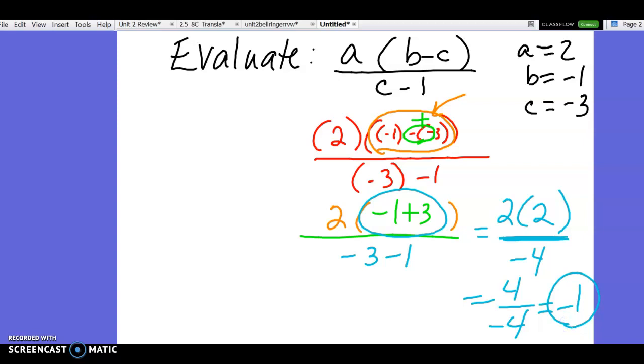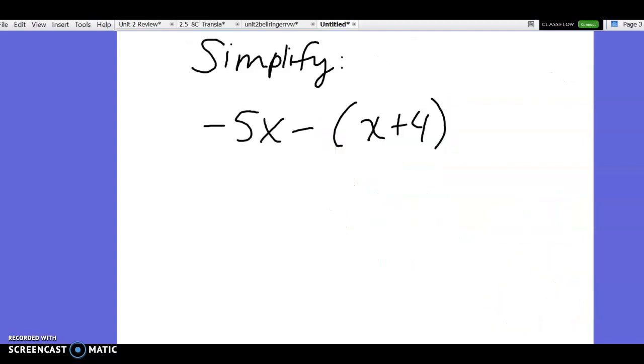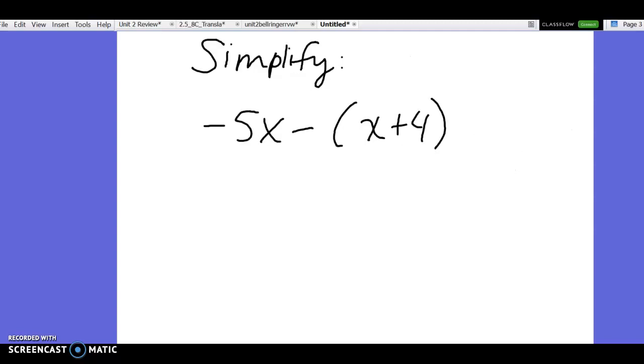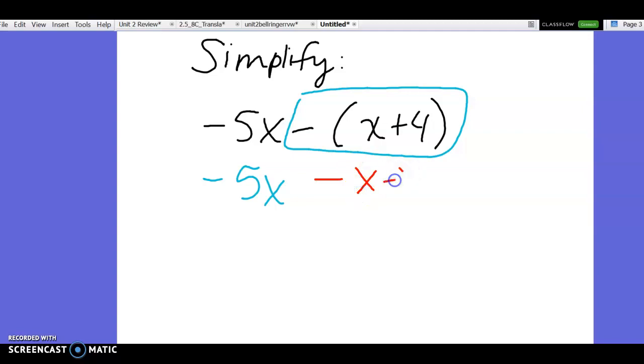The next type of problem you may see on your test is simplifying expressions. This one I put in because it is tricky. There's a negative sign in front of parentheses. So you can think of it 2 ways. I told you that when you see a negative sign in front of parentheses, you can just take what's in the parentheses and change the sign. So you could have negative 5x, and then the rest would become negative x, negative 4. I changed the signs of each thing in the parentheses. That's one way to think about it.